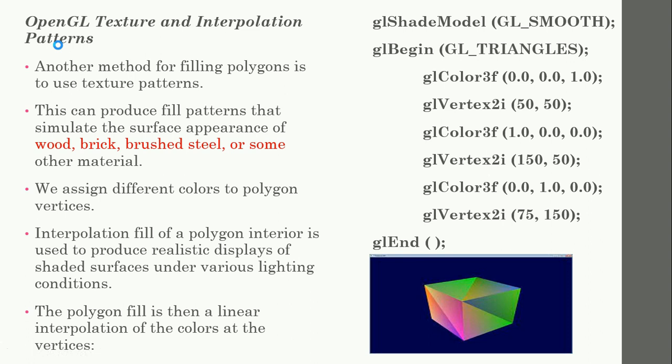OpenGL texture and interpolation patterns. So this is another kind of pattern we have in OpenGL. Say suppose the texture or pattern you want to fill has to be very smooth. Then you can use a function called glShadeModel(GL_SMOOTH). Okay, so this is a function that is available in OpenGL. And another pattern you can have is one that displays the previous color. If you just change to GL_FLAT, then you will get a different pattern.